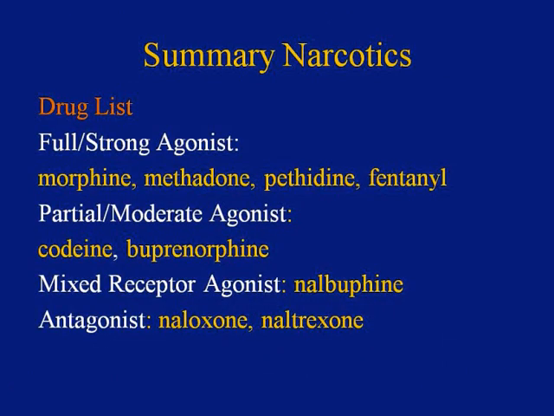And here are the drugs that we have to know. Starting with the full or strong agonists, we had morphine, methadone, pethidine, and fentanyl. And moving on to the partial agonists, we saw codeine and buprenorphine. And then the mixed receptor agonist, an example was nalbuphine. And finally for the antagonists, we had naloxone and naltrexone.